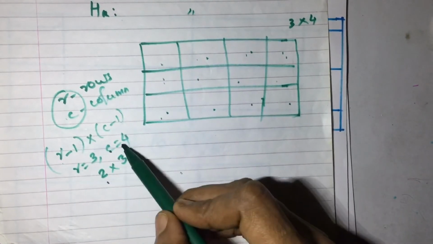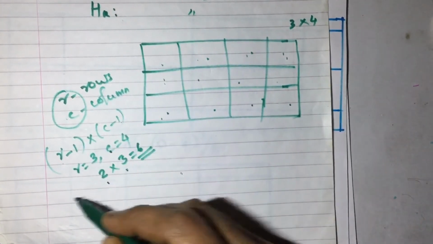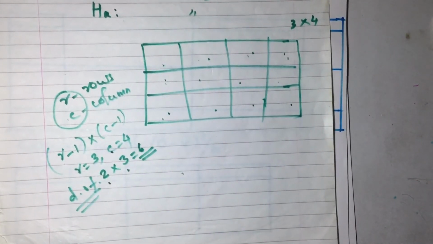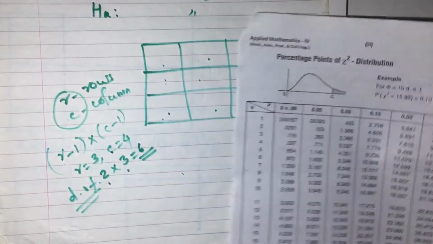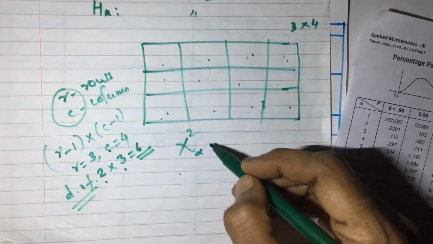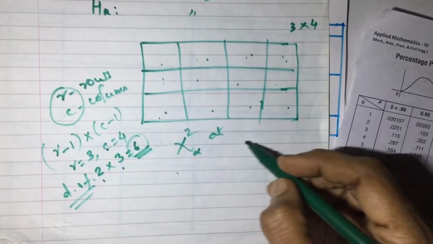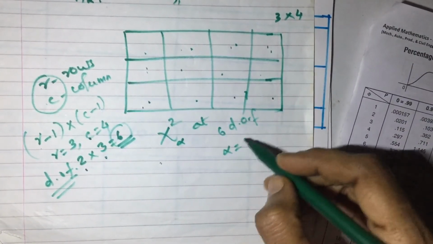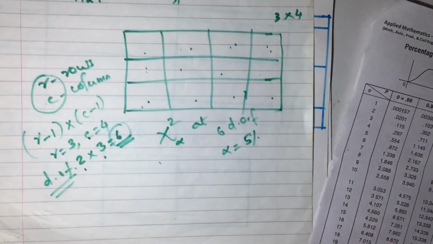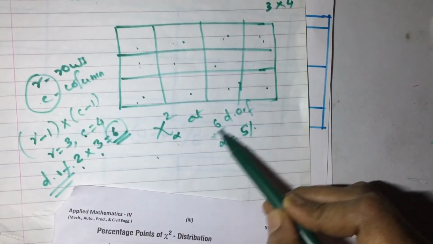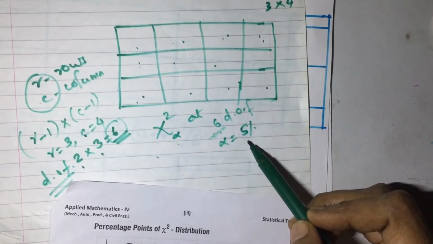3 minus 1 is 2, 4 minus 1 is 3, 3 into 2, 6 is the degrees of freedom. Now to get the value from the table, suppose I want to find chi-square alpha at 6 degrees of freedom at a level of significance, say 5%. In that case we will take this chi-square table. So I want to find chi-square alpha at 6 degrees of freedom at 5% LOS.